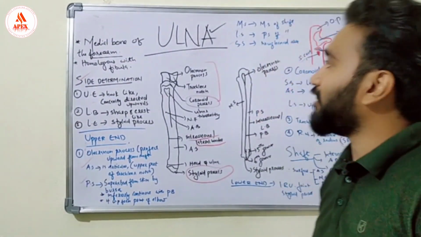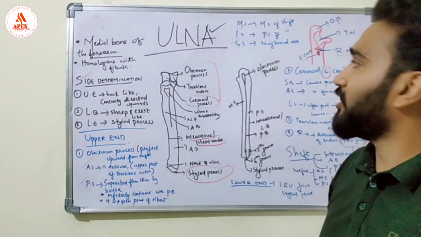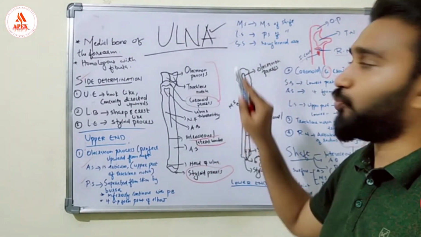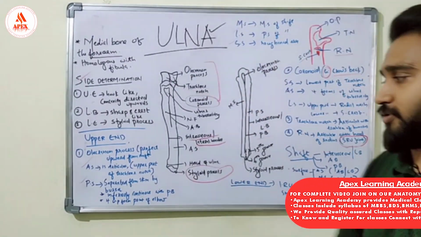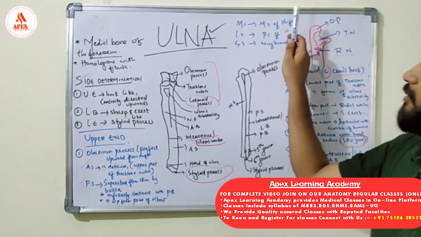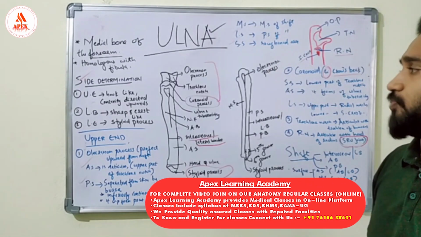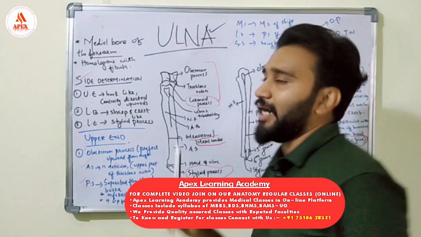Second is the posterior surface, then the medial surface, then the lateral surface and the supinator surface. There are five surfaces for the olecranon process: anterior, posterior, medial, lateral and the superior surface. First one is the anterior surface.